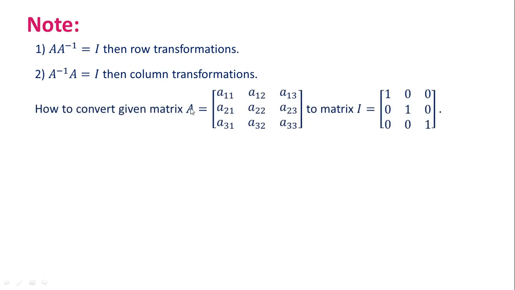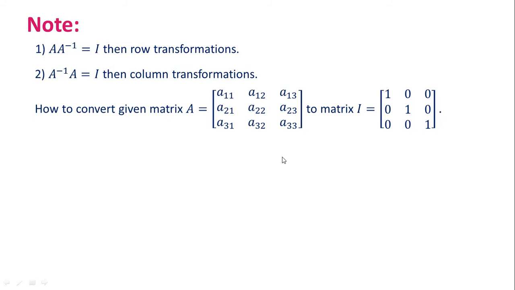Now see actual steps. How will you convert the equation? Now how to convert given matrix A, because here we have to convert matrix A. Here also we have to convert the matrix A to matrix I. I have taken the example of 3 by 3 matrix. See, this is 3 by 3 given matrix, and we have to convert this matrix by suitable transformations. It gets converted into I. I means identity matrix.